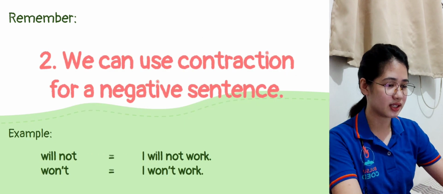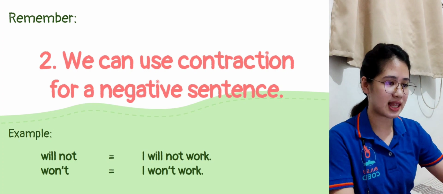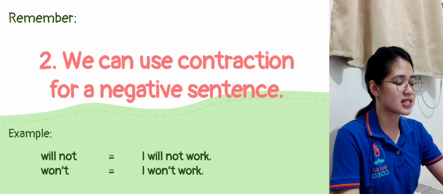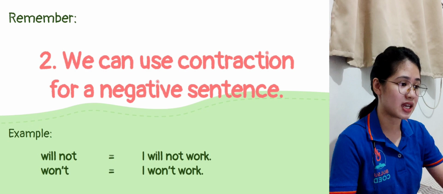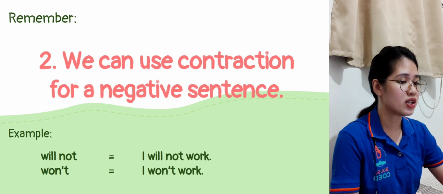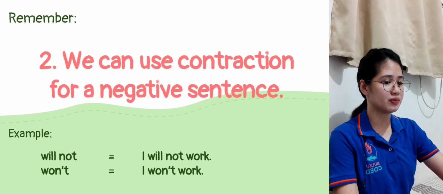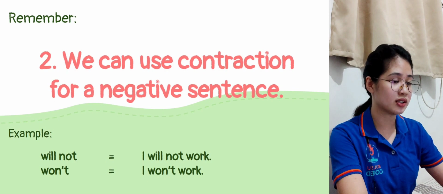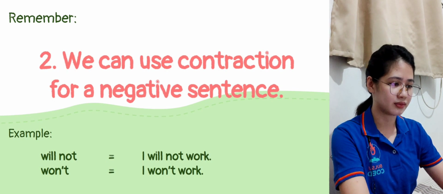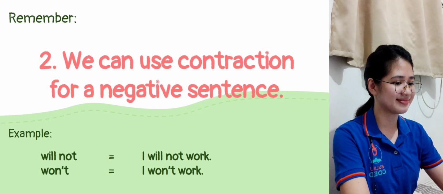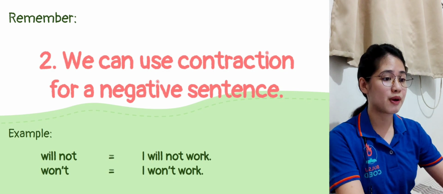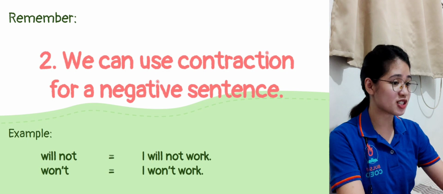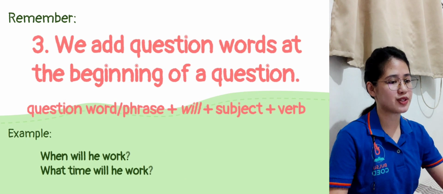Second point to keep in mind. We can use contraction for a negative sentence. A contraction for the phrase will not is won't. For example, instead of saying I will not work, you can say I won't work. Mr. Santos, can you give me an example of a sentence with a contraction? Good. How about you, Miss Maon? That's also correct.